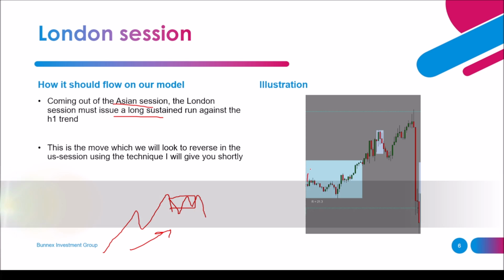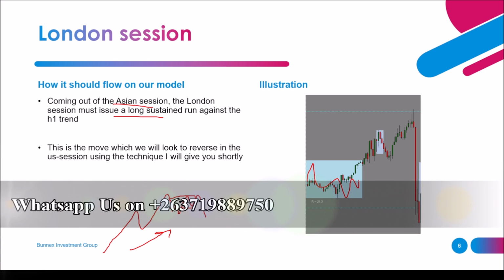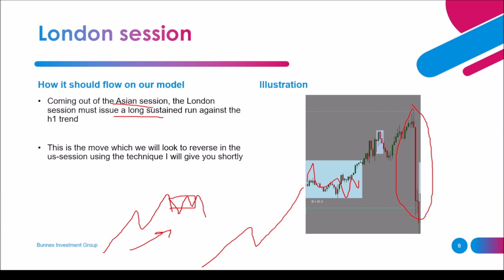We've said the Asian session must be a choppy session. Then after that, the London session must actually go against a trend that has been set, right? So if it goes against with a long sustained run, we actually say it is a valid London session for our trading model.